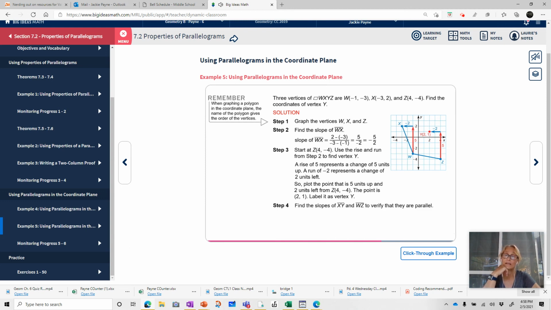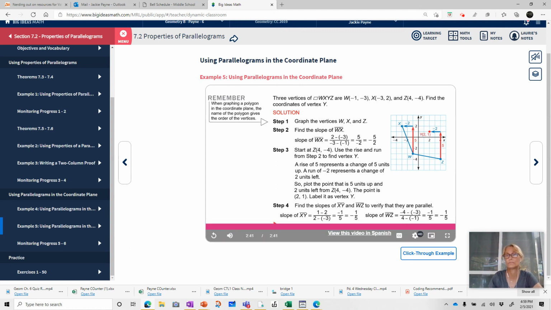Step 4. Find the slopes of segment XY and segment WZ to verify that they are parallel. The slope of segment XY is equal to the quantity 1 minus 2 divided by the quantity 2 minus -3, which equals -1 divided by 5, or -1/5. The slope of segment WZ is equal to the quantity -4 minus -3 divided by the quantity 4 minus -1, which equals -1 divided by 5, or -1/5. Because the slopes are the same, segment XY and segment WZ are parallel. So, the coordinates of vertex Y are (2, 1). Plus, if you did graph it, you'd see that it makes a parallelogram.